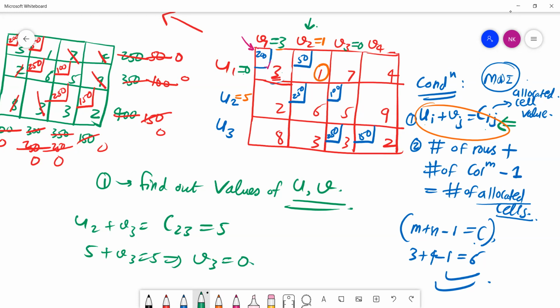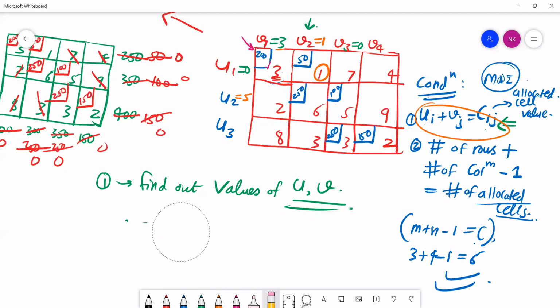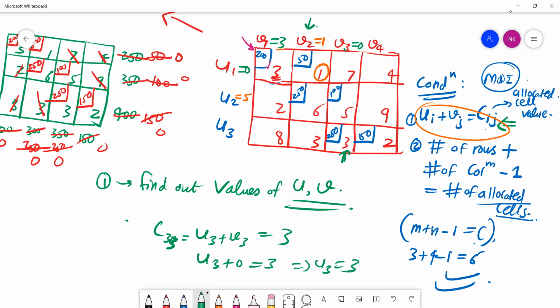Having found out V3, we are left with U3 and V4. So which variable can we find out next? U3, sir. Right, U3. So with the reference of this particular value 3, which is the allocated one, that is C33 equal to U3 plus V3. What is the value of C33? It's 3. U3 is unknown, V3 is 0, equal to 3. So U3 is equal to 3. So this value is equal to 3.